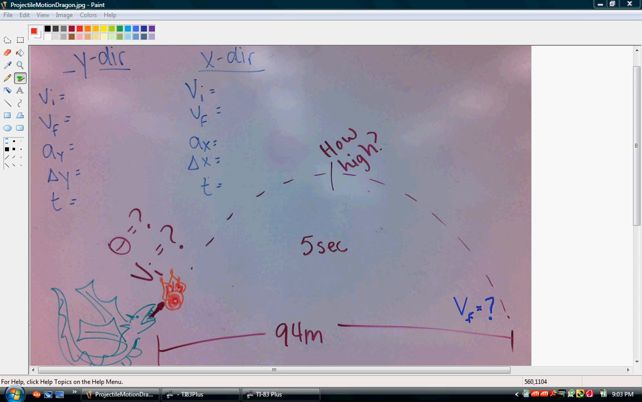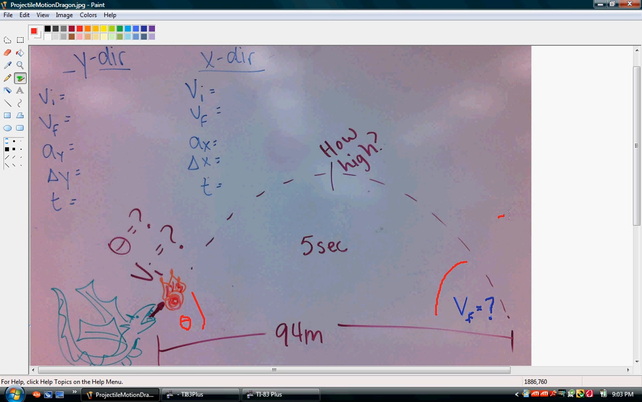So here we have a situation where a dragon launches a fireball and it lands 94 meters away and it happens in 5 seconds. So what we need to figure out is what is the initial velocity with which the dragon launched the fireball and also at what angle. So we're looking for this angle right here, our theta. I also want to know what is the final velocity and at what angle does it hit the ground.